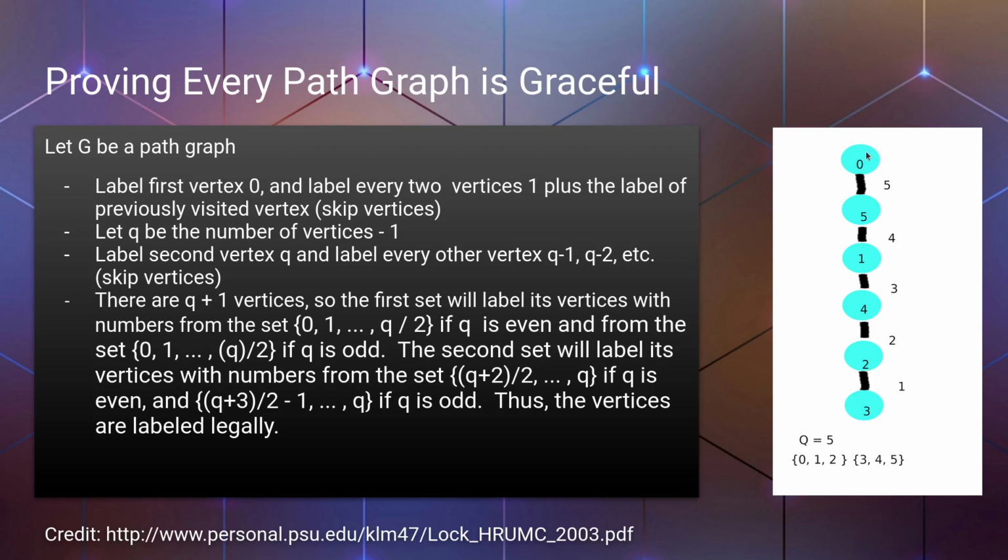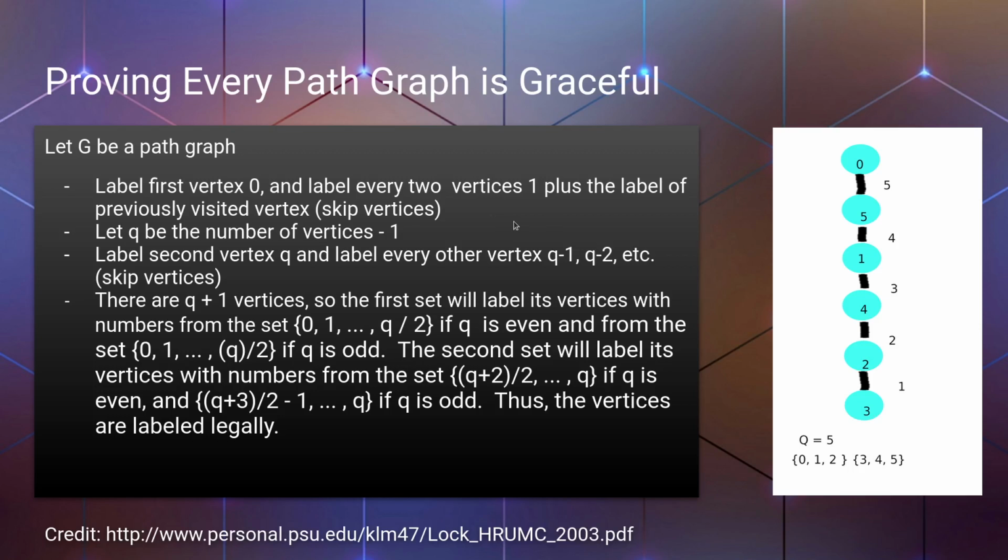And what we'll do for the first set of our vertices is we will skip 1 and add 1 plus the value of the vertex that we just visited. We will repeat that until we can't skip to another vertex. And those will be our vertices in our first set. And then before we go on to the second stage, let's assign a value to a variable called q, and that's going to be the number of vertices minus 1. So in this case, there are 6 vertices, so q is going to be 5.